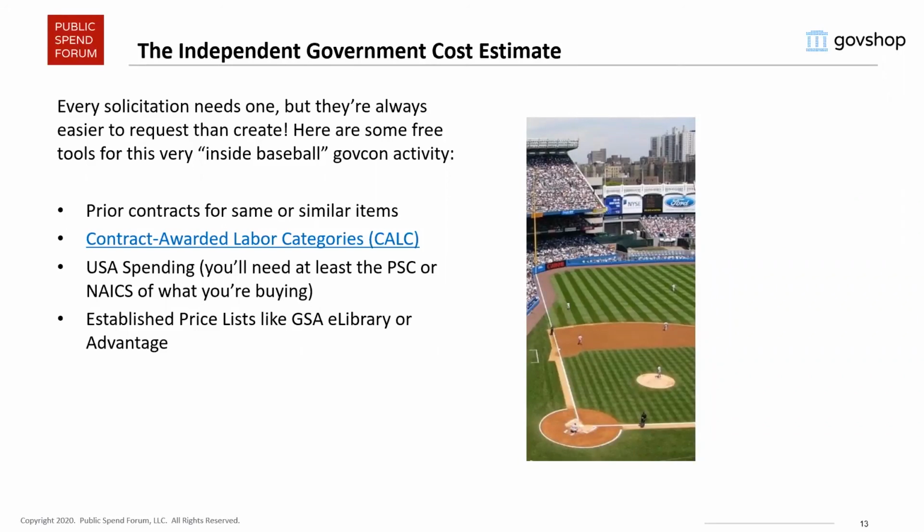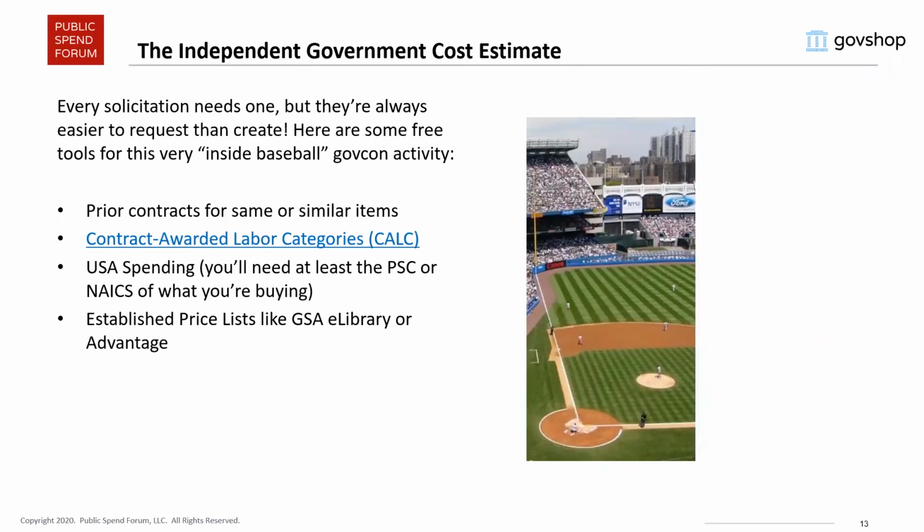If you're buying services, you can use the Contract Awarded Labor Category tool, the CALC tool. That's a GSA tool. So you can see basically the composite labor rates, how much labor rates literally have been, and it says it's contract awarded because it shows what these labor rates look like on contract. So if you're buying nurse services, if you're buying triage services, you can see how much these labor categories typically cost.